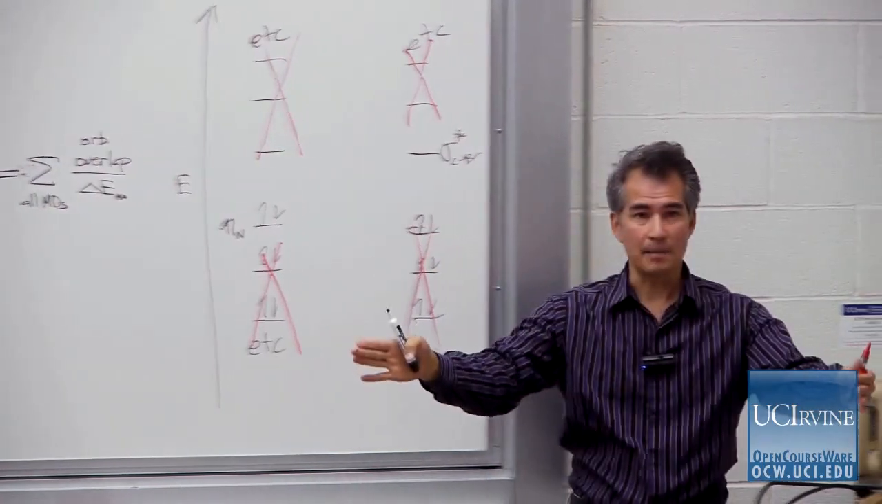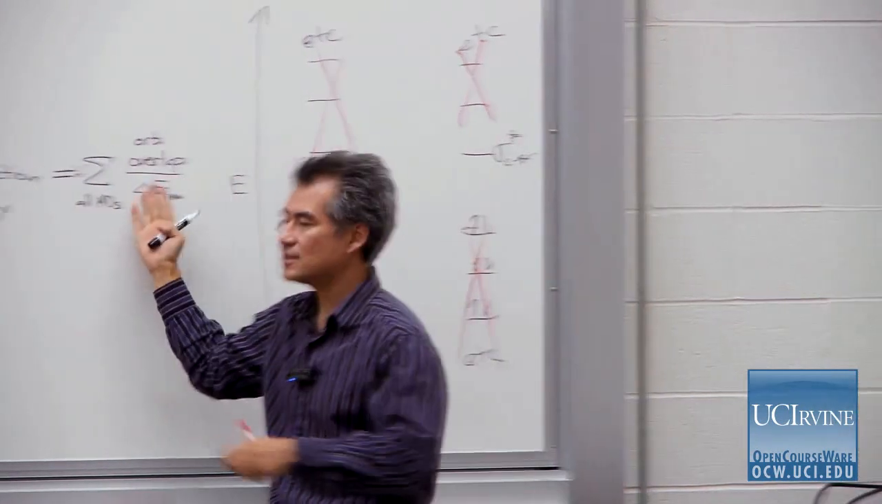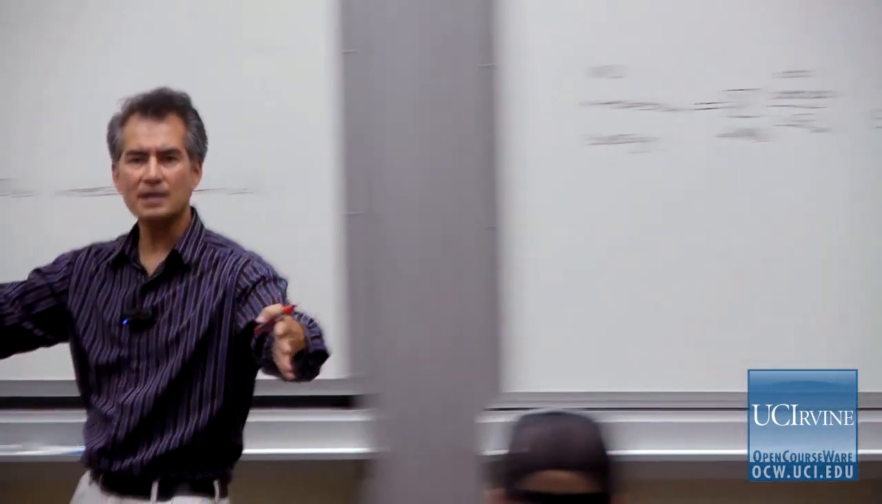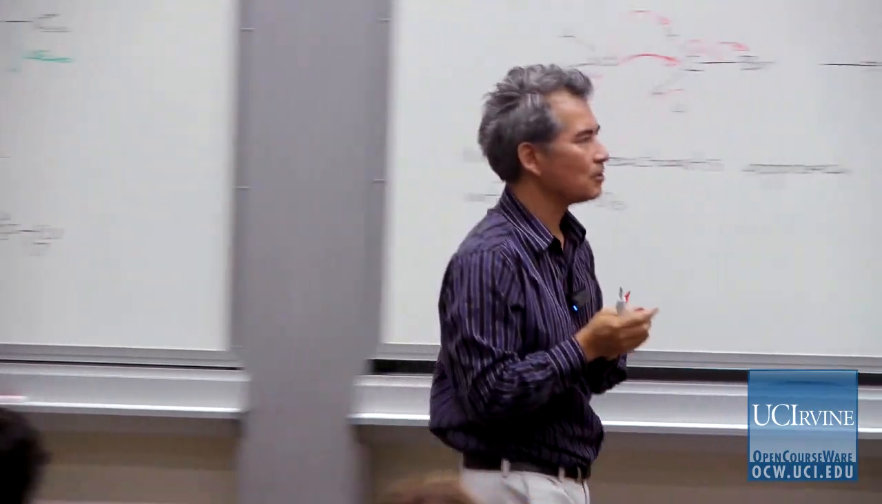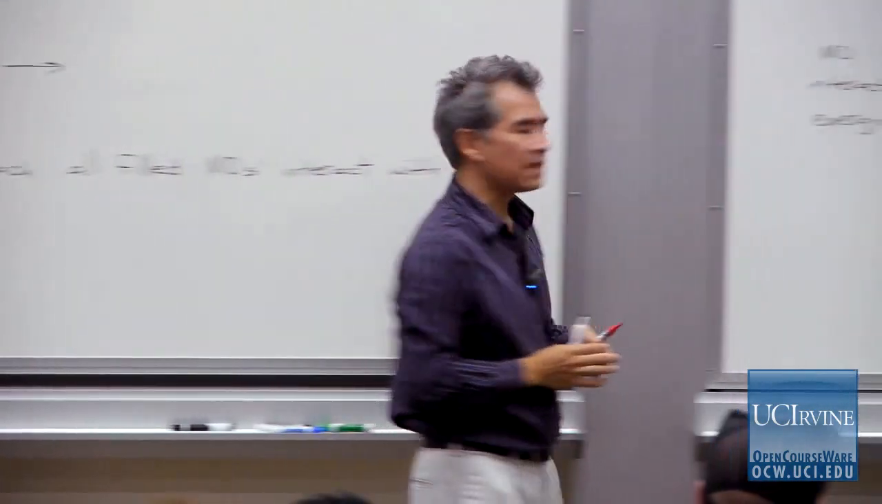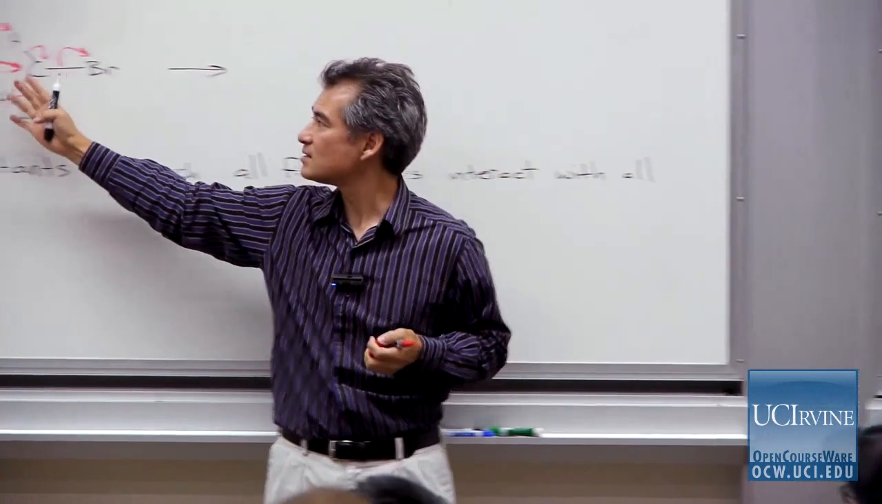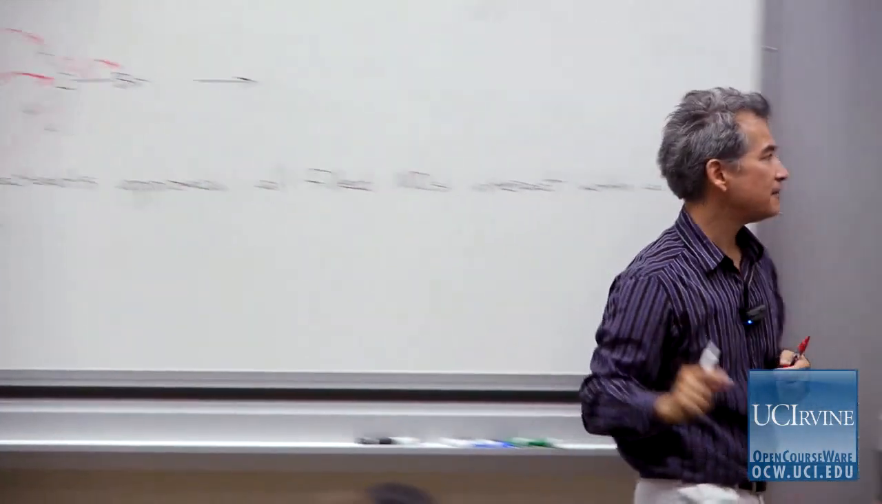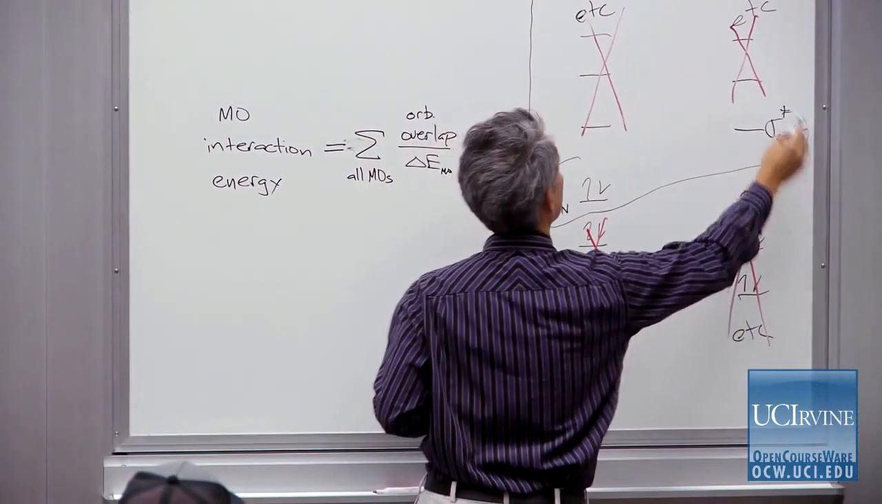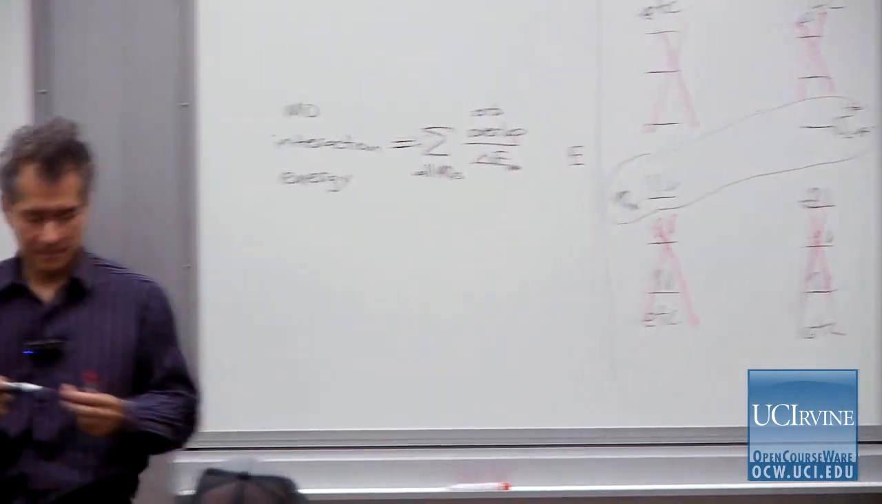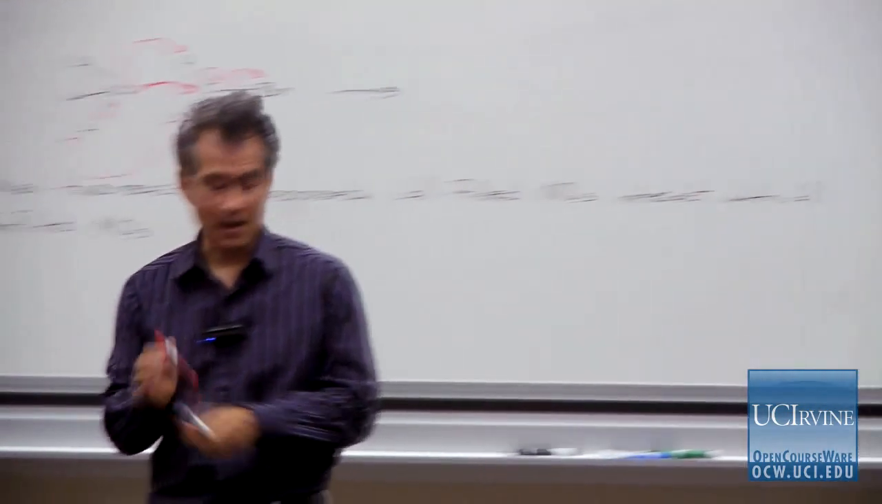Because this is in the numerator, our overall quantity is only big when the two orbitals that are interacting are close in energy. We're going to be able to reduce every single interaction like this into the interaction of one filled orbital and one unfilled orbital. And that's like this right here. It greatly simplifies our lives.